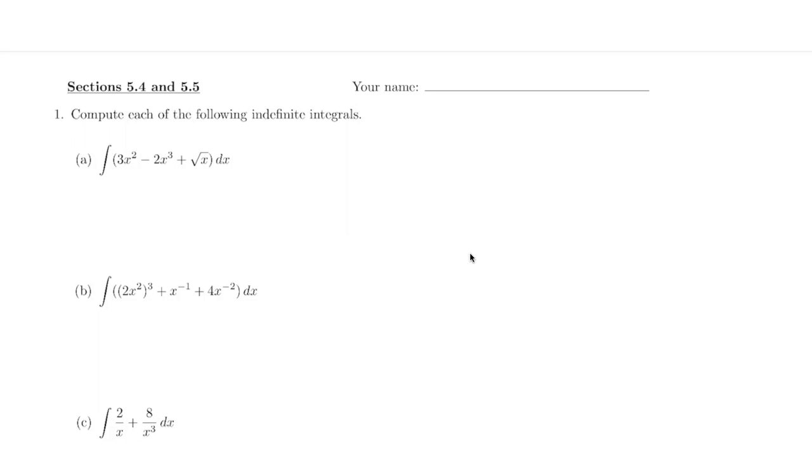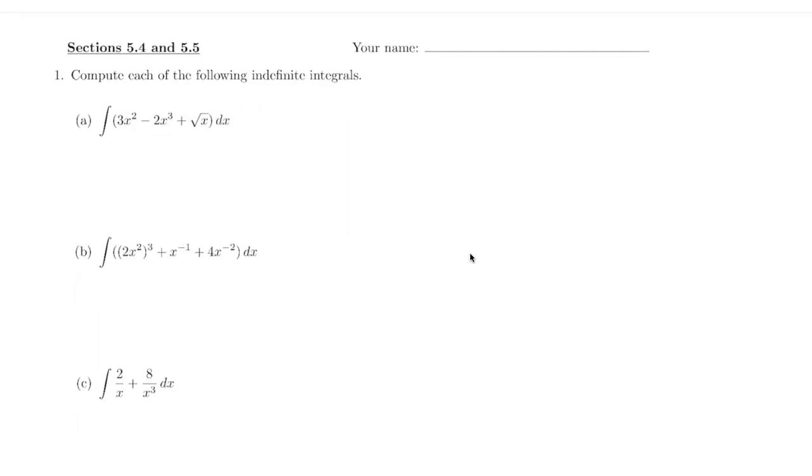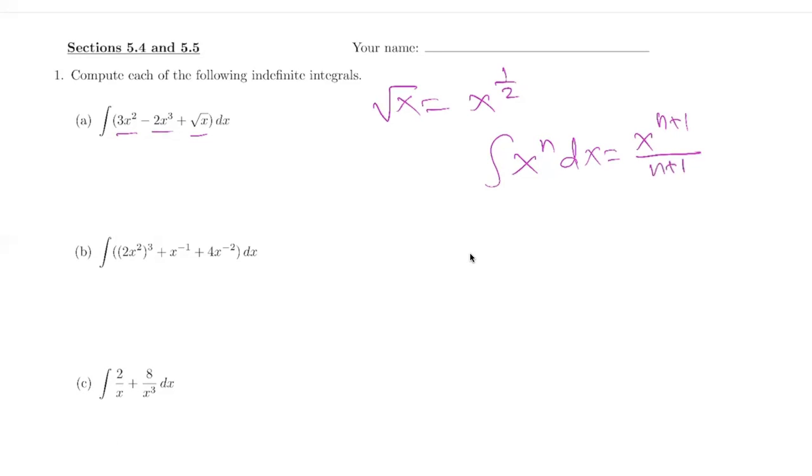For the very first one, compute each of the following integrals. So we got three terms here. And root x is the same as x raised to 1/2. We know that when we have x raised to some power n, when n is not -1, and when we integrate, that is x raised to n plus 1 divided by the same thing, and it should not be a 0. When n is -1, then this becomes 0. So we got three terms, and we're going to use this power rule over and over. And for the numbers, we can simply pull out.